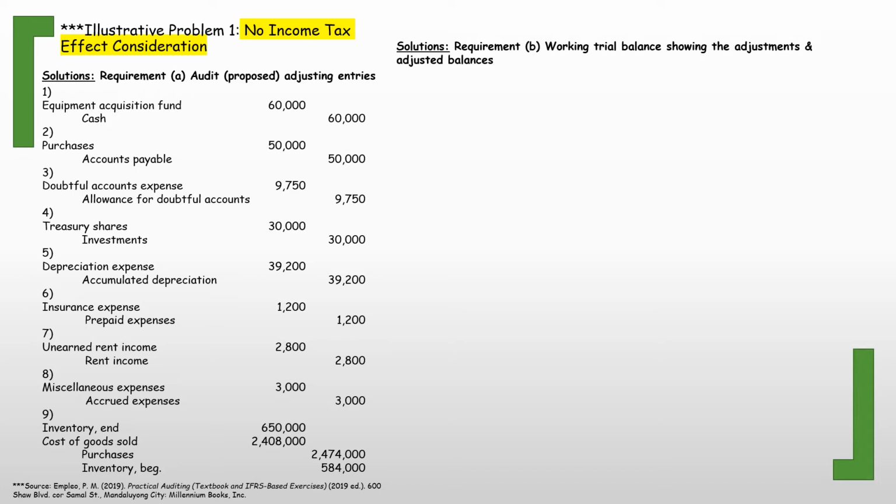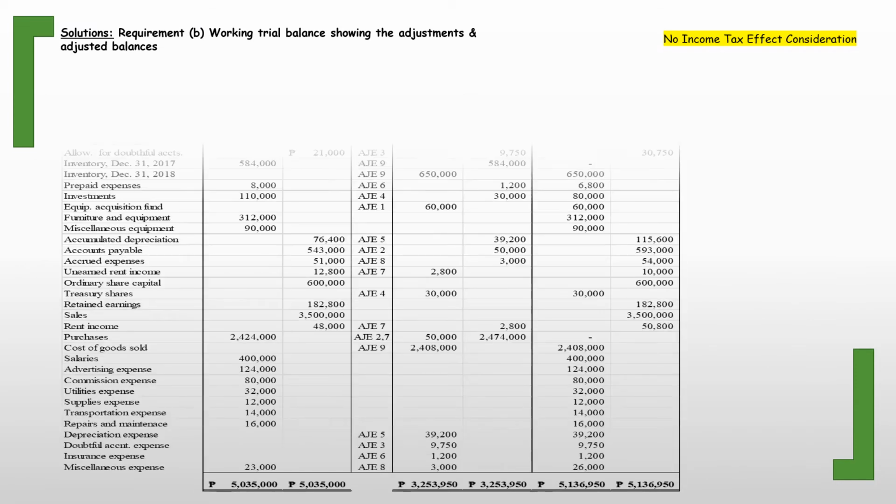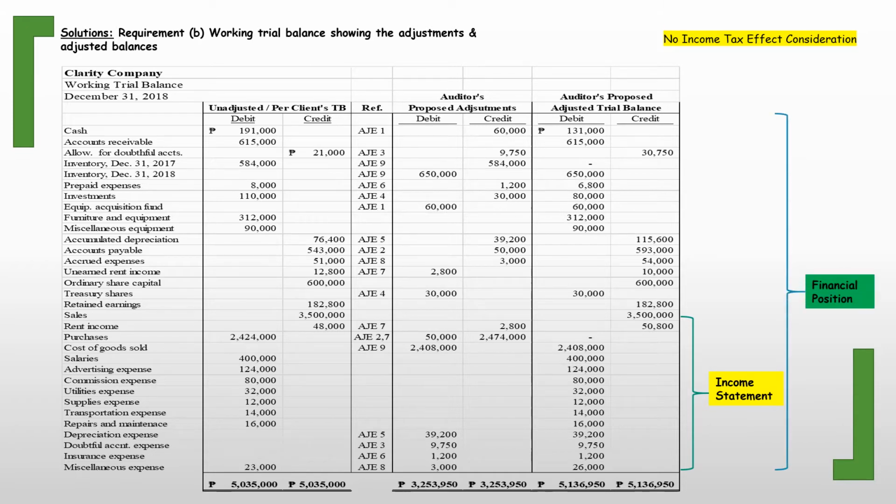Based on our audit adjusting entries, we can now prepare the working trial balance showing the adjustments and adjusted balances. So, this is the working trial balance. Sa first column, nilagay natin yung client's trial balance before adjustments. Then, we have reference. Then, yung ating proposed adjustments. Then, the auditor's proposed adjusted trial balance. Based on this, we can prepare the income statement and the financial position.